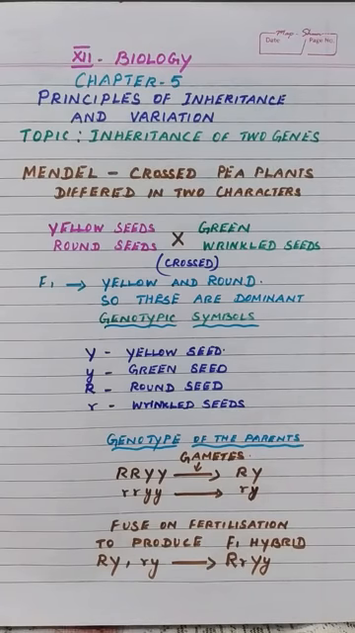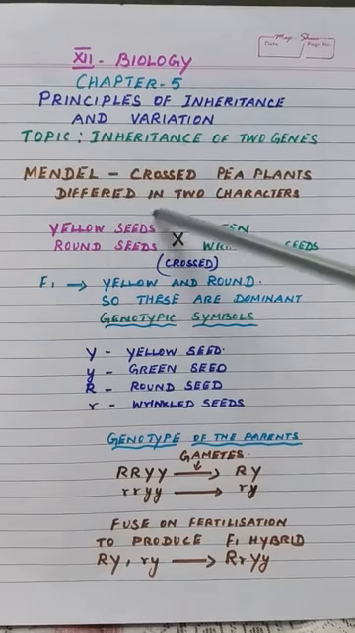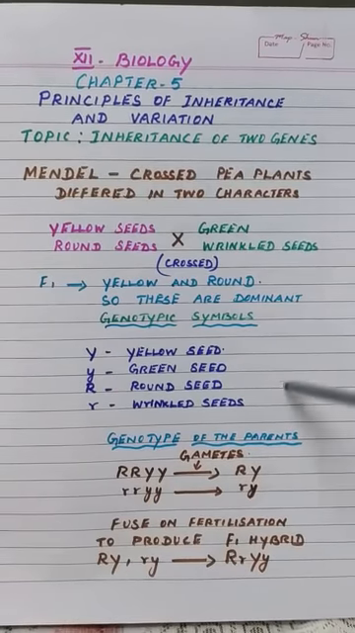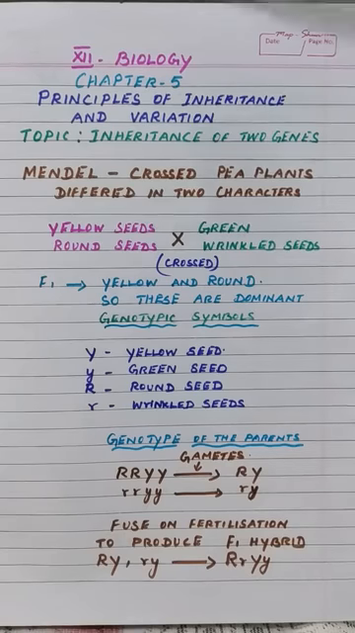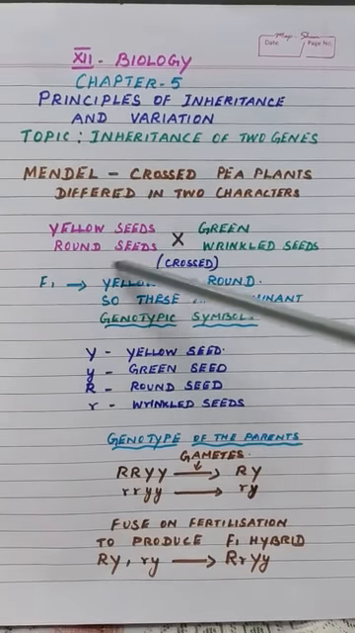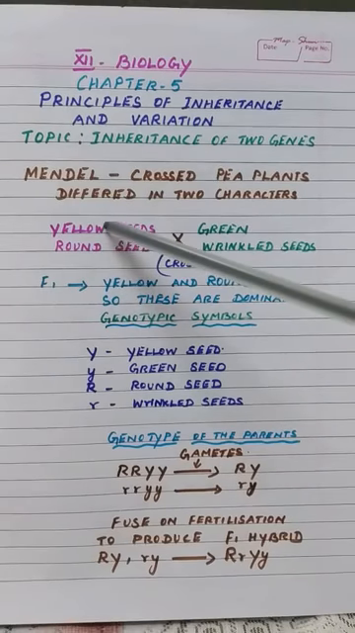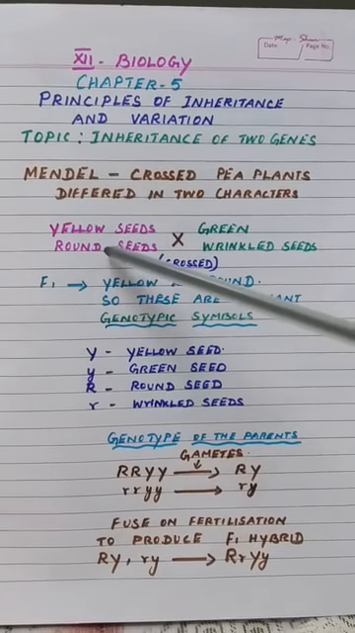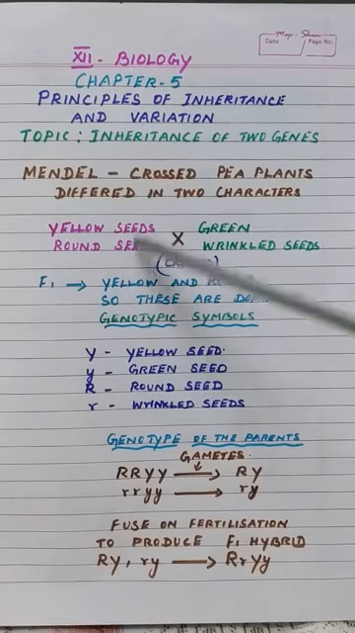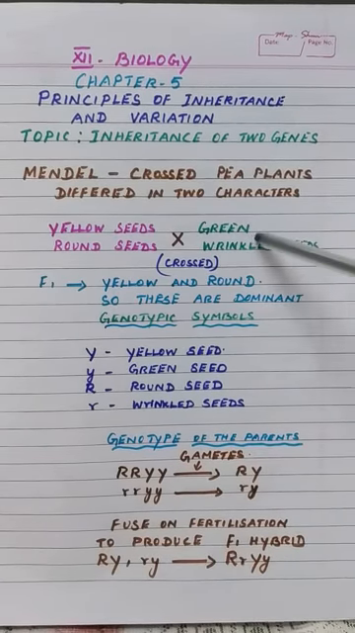Now, Mendel crossed pea plants differing in two characters. This is known as a dihybrid cross. He crossed plants having yellow seeds and round seeds. Yellow seed is one character, the color of the seed, and round seed is the shape of the seed. He crossed this yellow, round seed plant with a plant having green and wrinkled seeds.